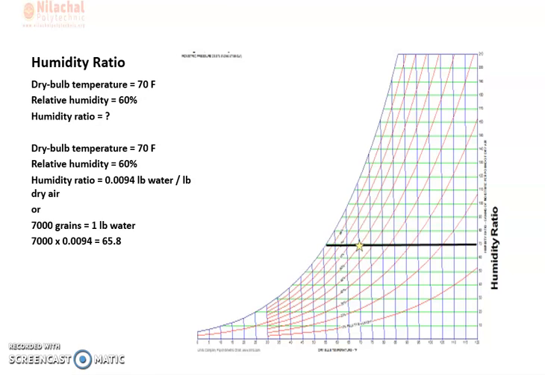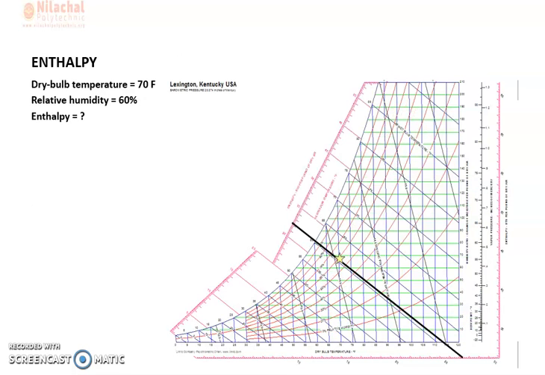Then another point, to calculate the humidity ratio. The same thing is given: the dry bulb temperature 70 degrees Fahrenheit and relative humidity 60%. So this is the 70 vertical line, and this is the 60% saturation curve. So you have to calculate the humidity ratio. Directly from here you draw the horizontal line and see where it is cutting. So easily you can calculate the humidity ratio also.